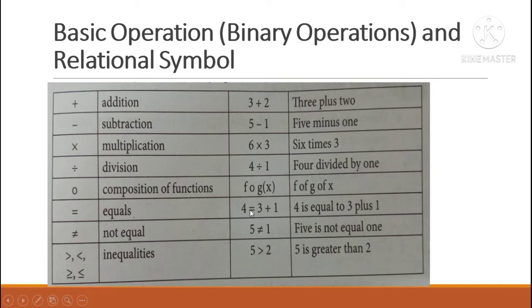So, 4 equals 3 plus 1. We can say that 4 is equal to 3 plus 1. And 5 is not equal to 1. The equals sign with a slash is not equal. Then, 5 is greater than 2. So this is the basic operations, binary operations, and relational symbols.